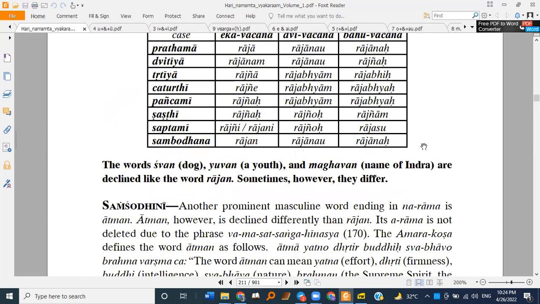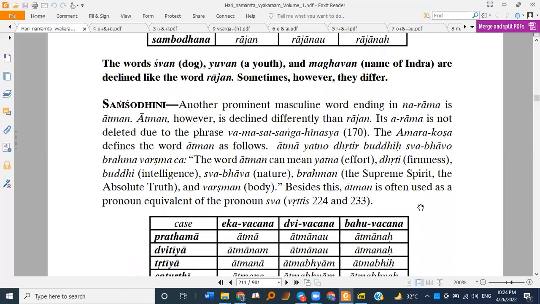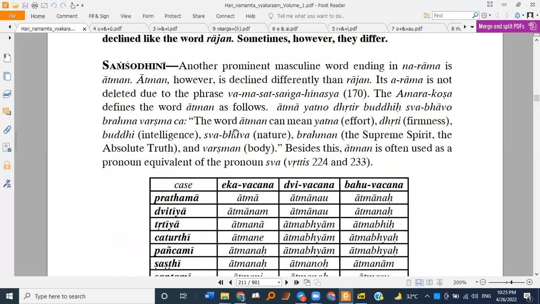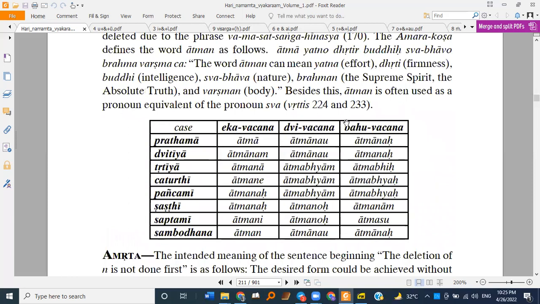Rajana. The words Shwan, Yuvan, Magvan are also declined like the word Rajan. So Shwa, Shwanam, Shwanah, Shwanam, Shwano, Ityadi. Yuva, Yuvano, Yuvanaha, Yuvanam, Yuvano, Ityadi. Magava, Magavano, Magavanaha, Ityadi. But sometimes there is some little difference. What is that? Sankshodhani has also done this Atman Shabd.